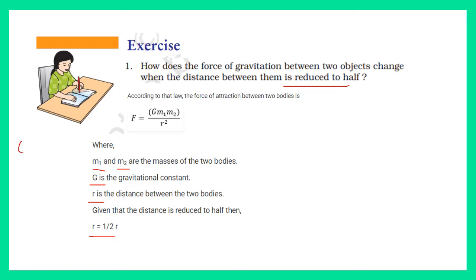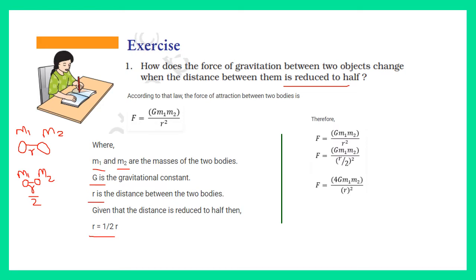See, these are two objects, object 1 and object 2. They are separated by a distance r. The mass of this object is m1 and the other is m2. The distance is r. So if the distance is reduced by half, r by 2, then what will be the value of F? That we have to find out. m1 and m2 are not going to change anyhow. Okay, so now use the same formula.